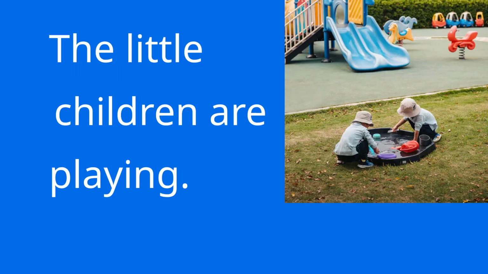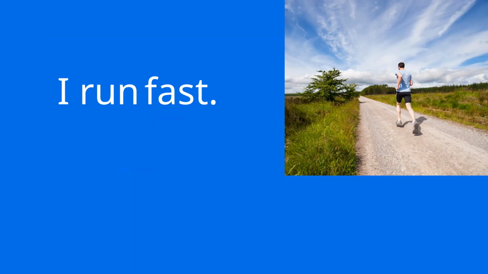We can also add more information to describe who, action, what, and where. For example, the little children are playing. Now we have a who, children, plus a description, little. Example, I run fast. Now we have an action, run, plus a description, fast.